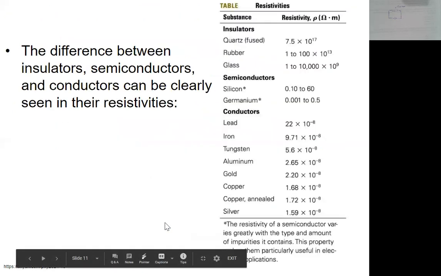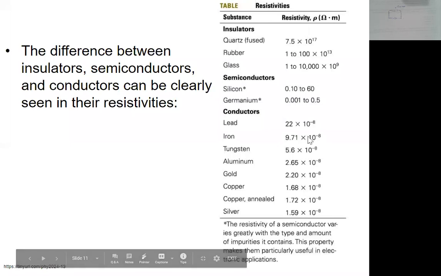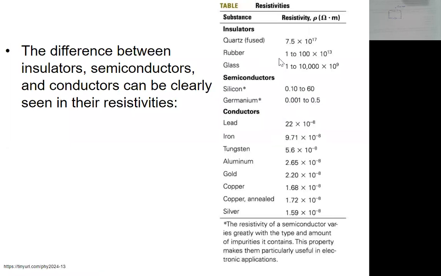Resistivity is material specific. For conductors, the resistivities are small, on the order of 10 to the minus 8. For insulators, resistivity is very high, more than 10 to the 9, sometimes on the order of 10 to the 17. For semiconductors, it's in between. Again, look up this table.